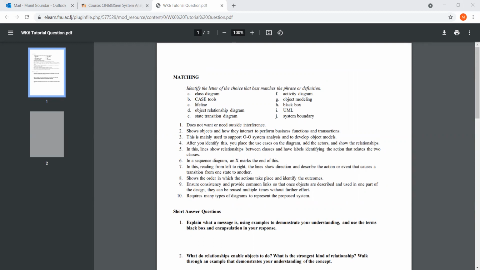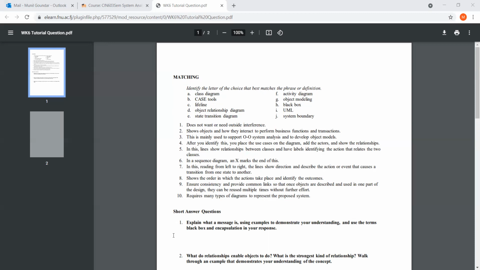All right, so in your matching question, it says identify the letter of the choice that best matches the phrase or definition. So you have class diagram followed by tools, lifeline, object relationship diagram, state transition diagram, activity diagram, object modeling, black box, UML, and system boundary. And then you have to use these words to match it up against the sentences which are provided from number 1 to 10.